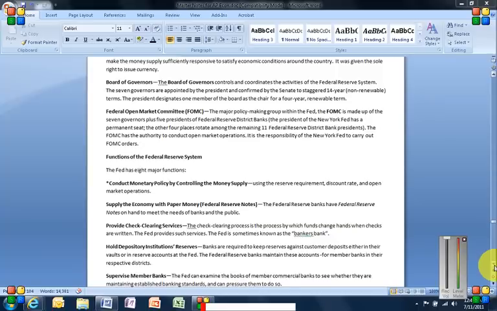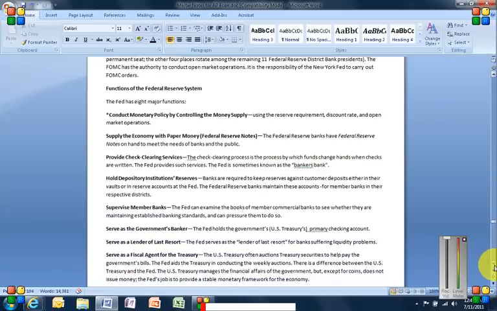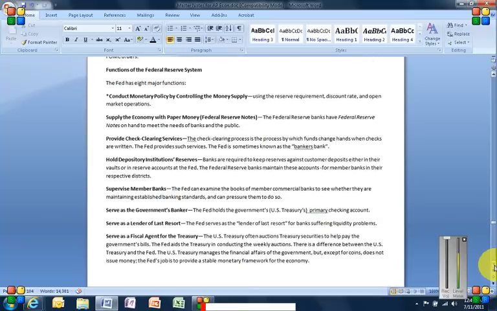There are 8 major functions for the Federal Reserve System. The first and foremost is to conduct monetary policy by controlling the money supply, and it uses 3 tools for this. Changing the reserve requirement, which is the percentage of deposits that a bank has to hold in reserve, whether it's in their vaults or within the Federal Reserve System itself, with the Fed. They can also change the discount rate, as well as perform open market operations, which is their preferable method for conducting monetary policy. The Fed also supplies the economy with paper money, also known as Federal Reserve notes.